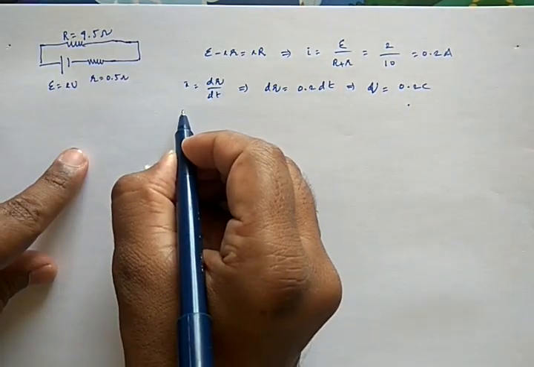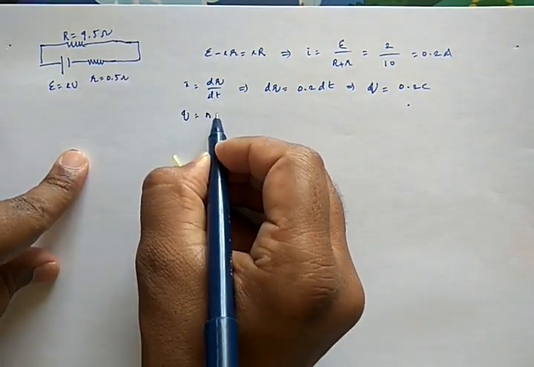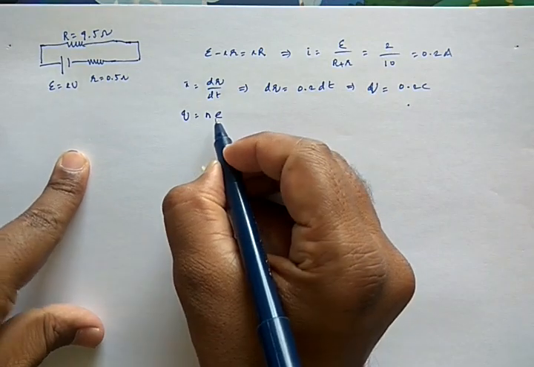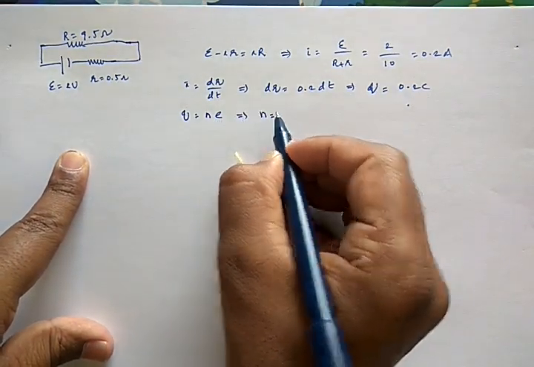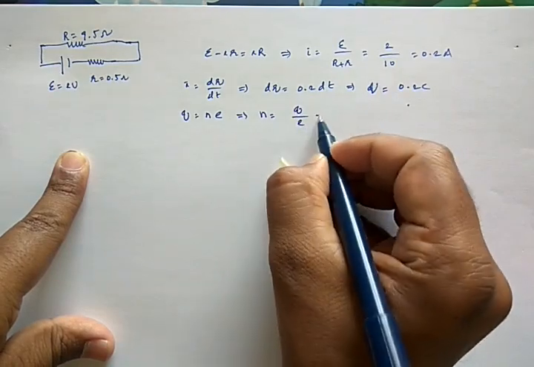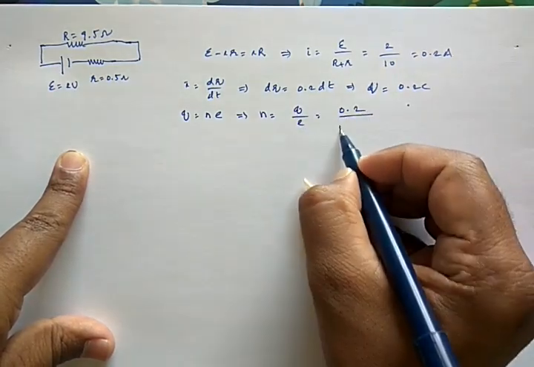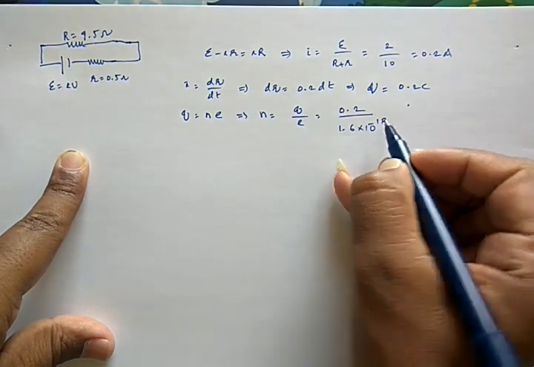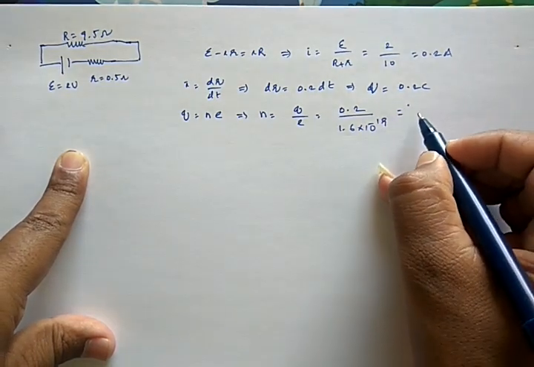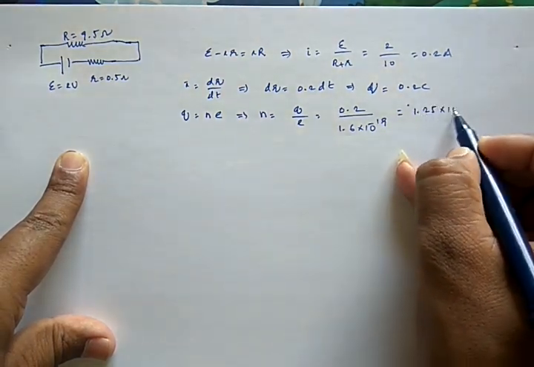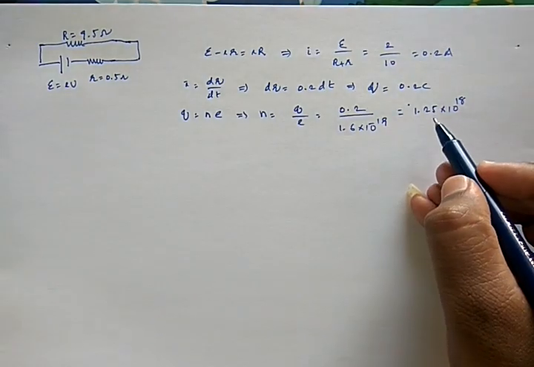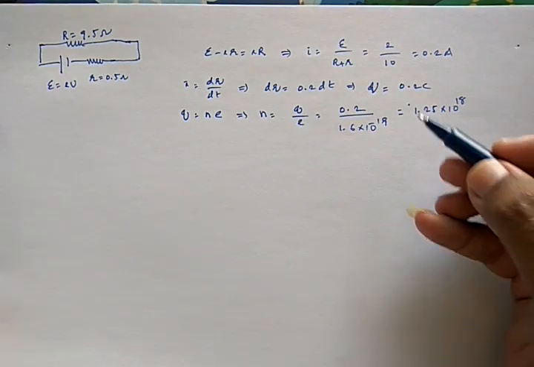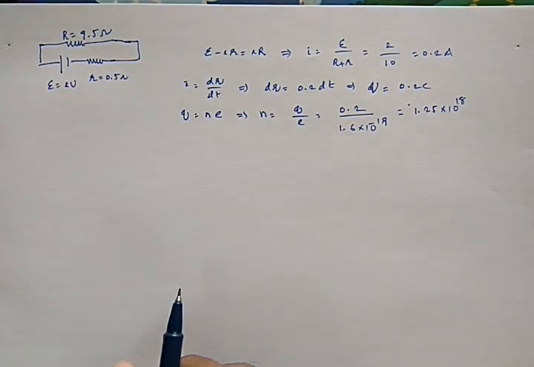We know the charge of an electron is 1.6 into 10 power minus 19 coulomb, the basic charge. So N equals Q by e, which is 0.2 divided by 1.6 into 10 power minus 19, and that equals 1.25 into 10 power 18 electrons. This many electrons will cross the area per second.